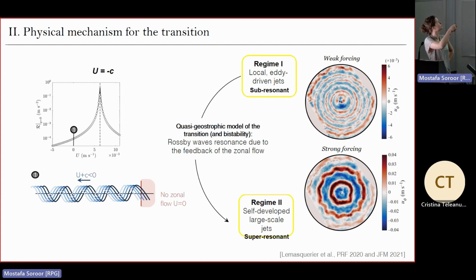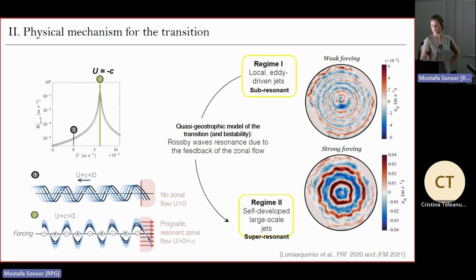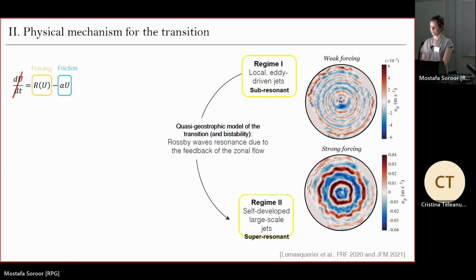So what it means physically is that it's just a linear resonance. If you have no zonal flow, U equals 0, your Rossby wave has a negative phase speed, it propagates to the west. And if you have a zonal flow which exactly cancels the phase speed of the wave, then the wave becomes stationary, it's phase locked with the forcing, and so it's amplified through time. So it's a classical linear resonance mechanism. So I have this Lorentzian for the Reynolds stresses.